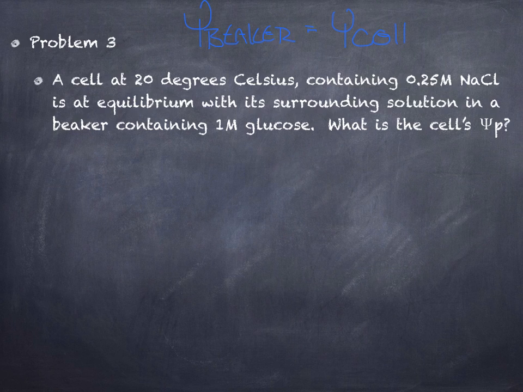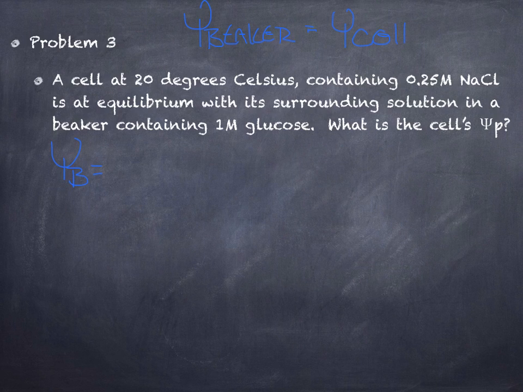Okay, so let's see what we can figure out. We want to know what the cell's pressure potential is. So first let's calculate our beaker's water potential, because we have everything to do that. So the water potential for the beaker is the pressure potential for the beaker plus the solute potential. Pressure potential is 0, because it's an open container and we're on a mountain, apparently.